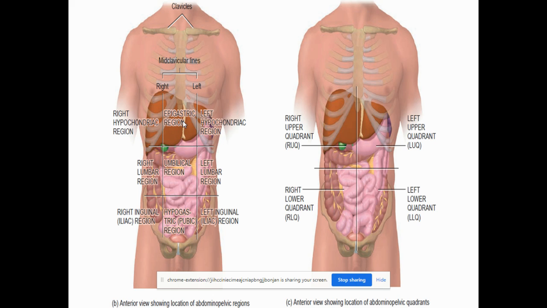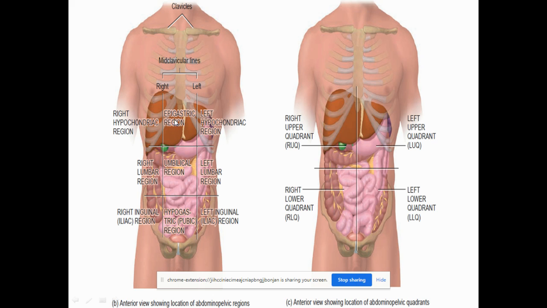So you can see how the liver is placed. We have studied about the different regions, the abdominopelvic region. This is the picture showing the anterior view of the abdominopelvic region. So we can see from the picture on the left where the liver is placed. The liver is actually below the diaphragm. You can call it inferior to the diaphragm.